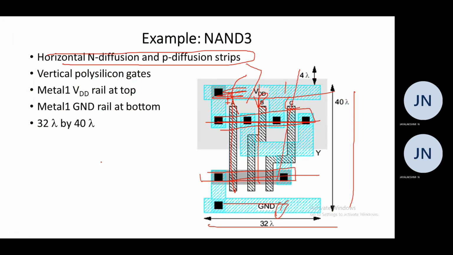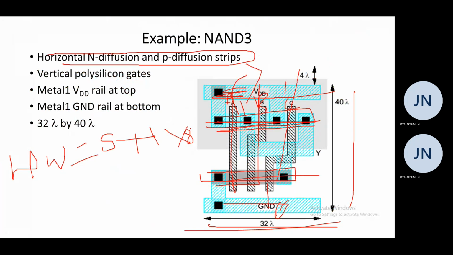So the formula is (spacing + 1) × 8 lambda. In order to calculate the horizontal width, 32 lambda, the first step is we need to consider the diffusion having more number of contacts. Here this is P diffusion and this is an N diffusion. So P diffusion has more number of contacts than N diffusion. So the formula is (spacings + 1) × 8 lambda.